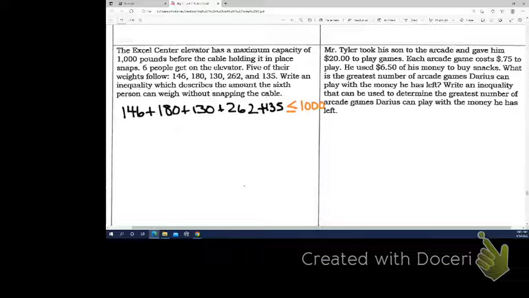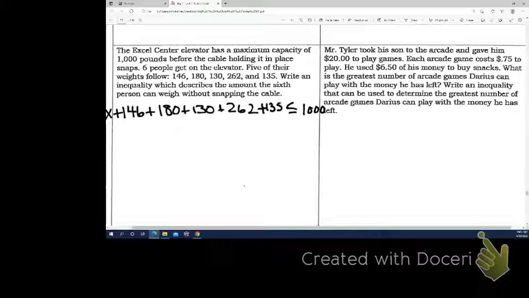Oh, I've left something off there. I did not add my X in there. Actually, I'm going to put my X way over here at the left just because I ran myself out of space. So X plus all those numbers needs to stay less than or equal to 1,000. Do I need to do anything else to finish that equation now that I added an X?